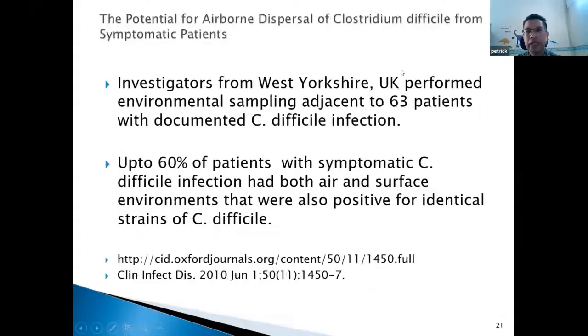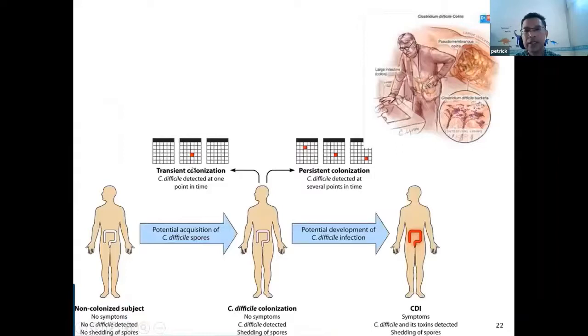This paper from the UK looks at Clostridium difficile. A patient will present to you with diarrhea. As they pass stool in the room, you actually have to put them in an isolation room. If you don't have an isolation room, as the patient passes diarrhea, this can also contaminate the air and the surface. So in this paper from the UK, up to 60% of patients had both air and surface environment positive with the same strain as the other patients. This is how the strain, because it's a spore, starts to transmit and you get severe diarrhea.